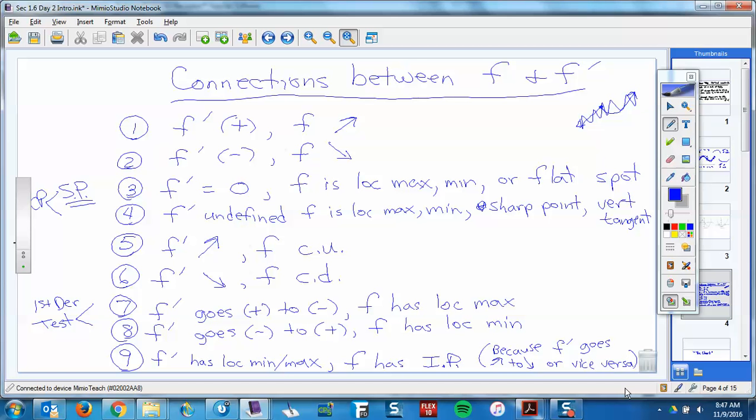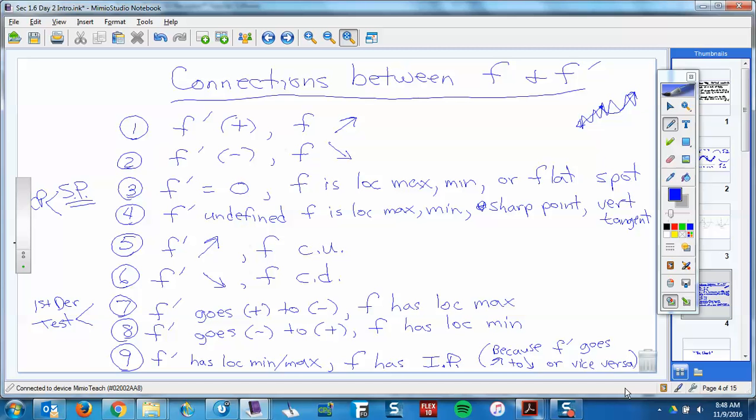And that's about all that could be interesting about F prime, right? It's either positive or it's negative. It's either going up or it's going down. It might be zero. It might be undefined, right? And then it might be switching between those things. It might be switching from positive to negative. It might be switching from increasing to decreasing, right? So that's pretty much it. I mean, that's pretty much the things you could be doing. And they all tell us something about what F is doing.